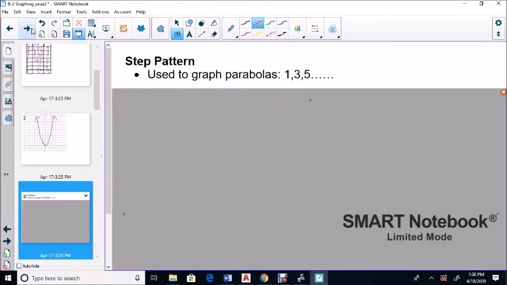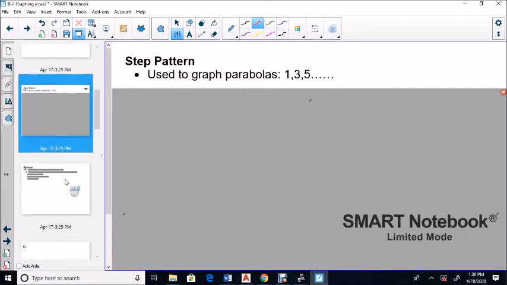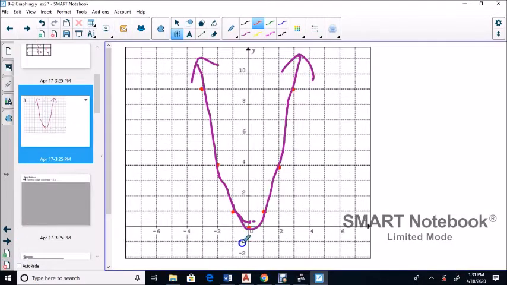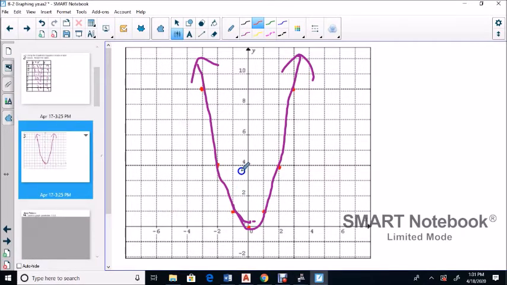Okay, now I'm going to show you the step pattern and how it works. Okay, it's used to graph parabolas, and the step pattern is 1, 3, and 5. So I'm going to go back to this little graph we created. I'm going to show you the step pattern. Okay, so the parabola on both sides is the same. It's symmetrical. So the axis of symmetry goes down the middle. So now I'm going to show with a different color the step pattern.